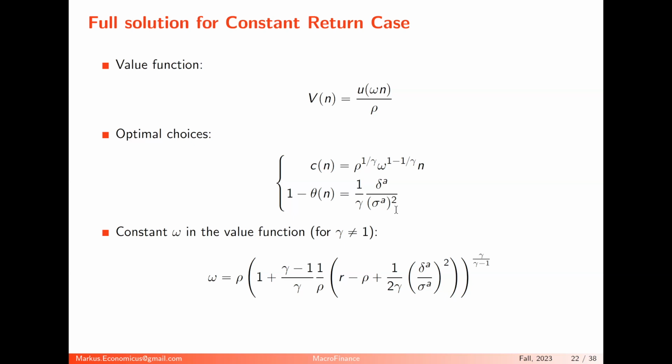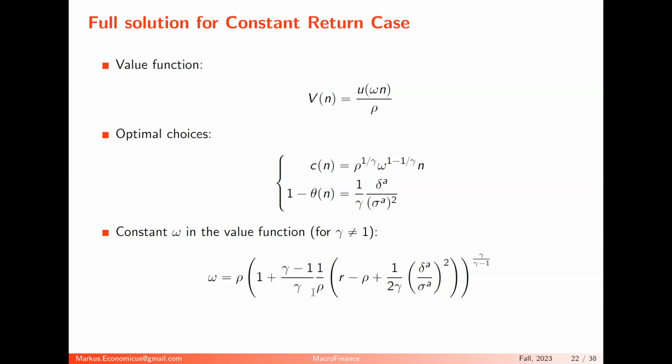So then we can solve for the optimal constant omega in the value function. If gamma is not equal to 1, it is given by this expression here. Okay. And if gamma is 1, I think it still holds. It's just this term dropping out, and we have here dividing by 0. So that's then some other log specification. So that's essentially the solution for the constant return case.